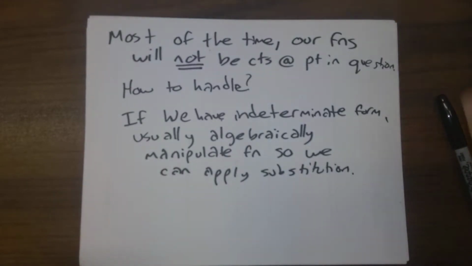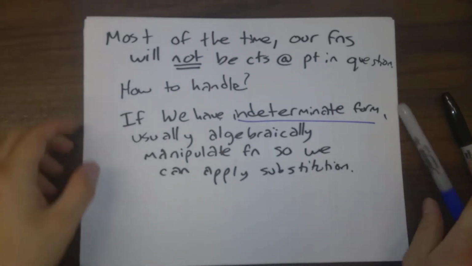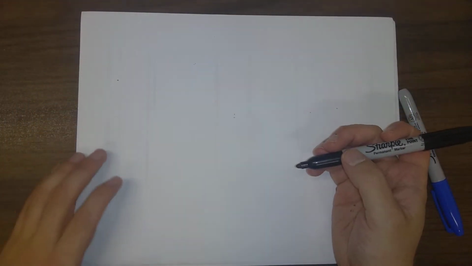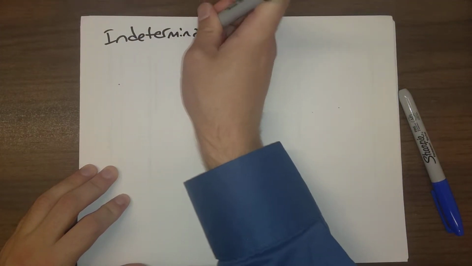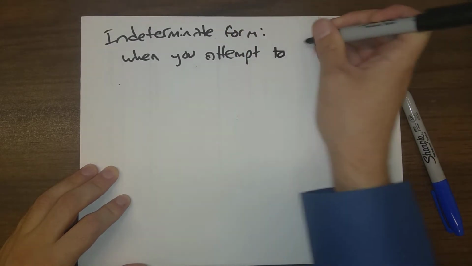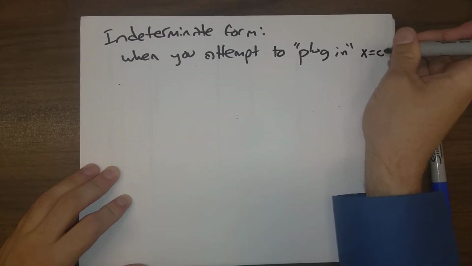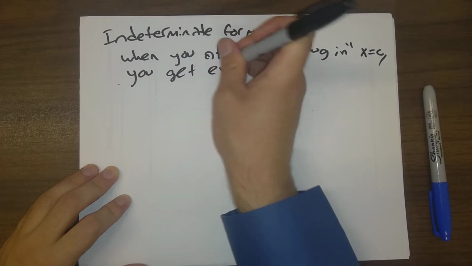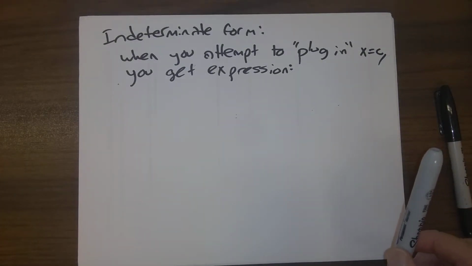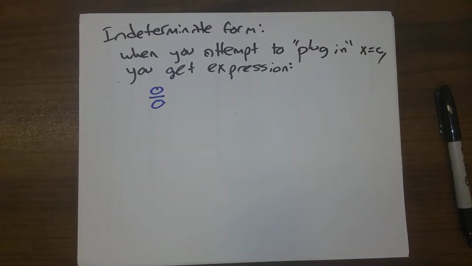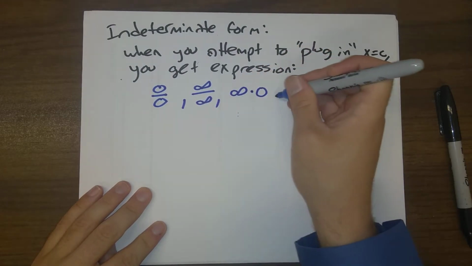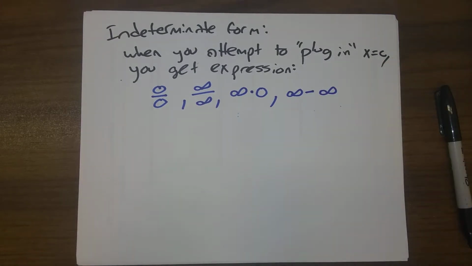And so there are several different indeterminate forms that can arise in these questions. Basically, what an indeterminate form means is that when you attempt to plug in x equals c, you get an expression that looks like one of the following forms. Sometimes we can end up with 0 over 0. Sometimes we can end up with infinity over infinity. Sometimes we can end up with something that looks like infinity times 0. And sometimes we can end up with something that looks like infinity minus infinity.